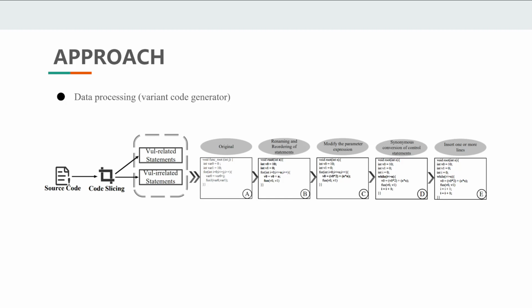The variant code generator will obtain the ranking of sensitive keywords by TextRank and TF-IDF algorithm, and divide the code into vulnerability related and vulnerability not related statements by keywords. Then, by defining variant rules, it will generate a series of vulnerability codes that meet the vulnerability triggering logic and programming style of general programmers.